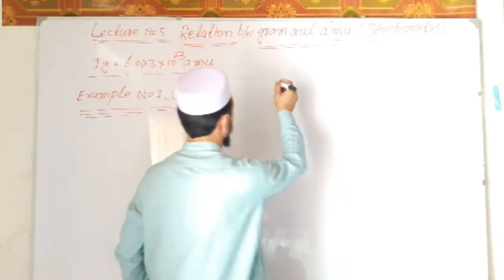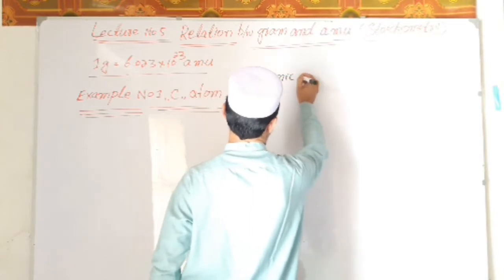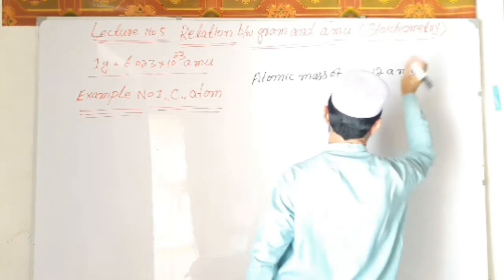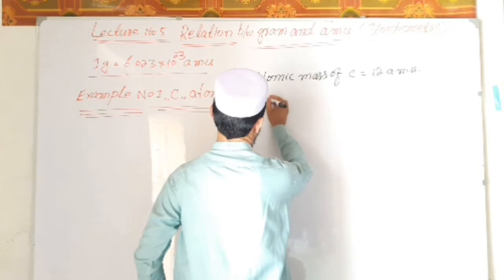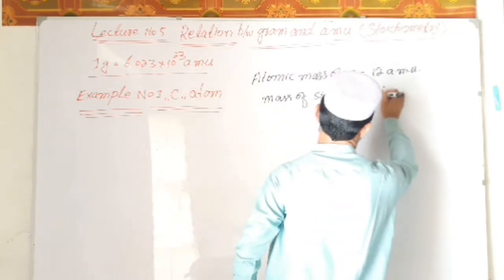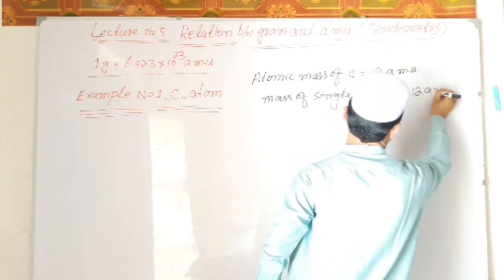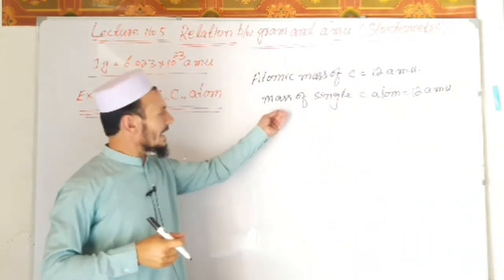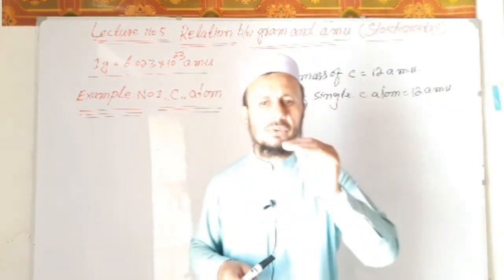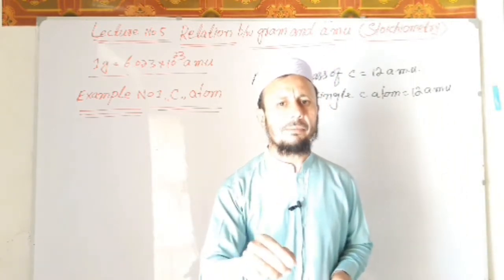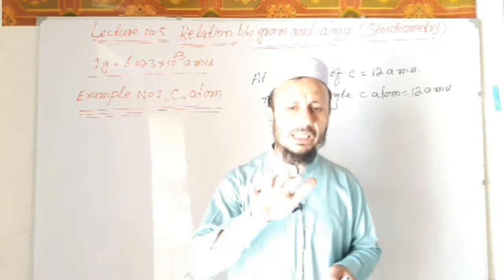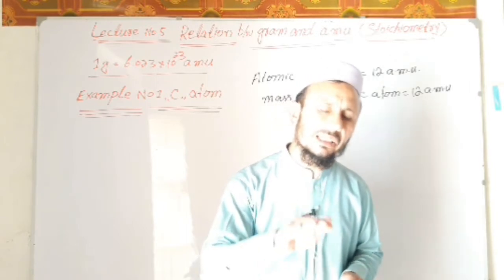We know, dear students, that the atomic mass of carbon is equal to 12 a.m.u. It means that the mass of a single carbon atom is equal to 12 a.m.u. Now dear students, here a question arises: what is the mass of a single atom of carbon in grams?